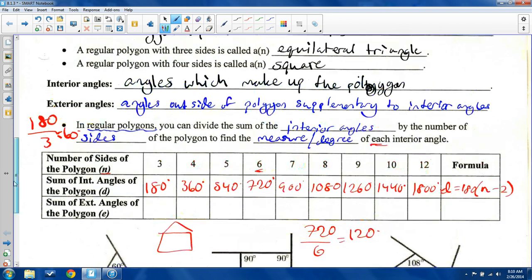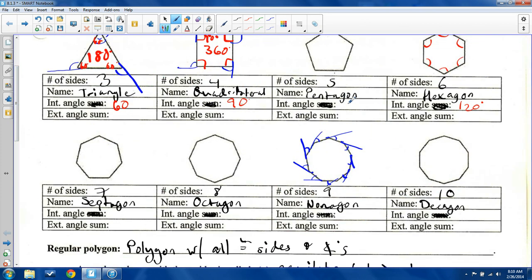Now, not all of these are going to be integers. This one is. It's still not a very easy number to look at. 108 degrees, so all of these are 108. Like I said, not all these will be integers.